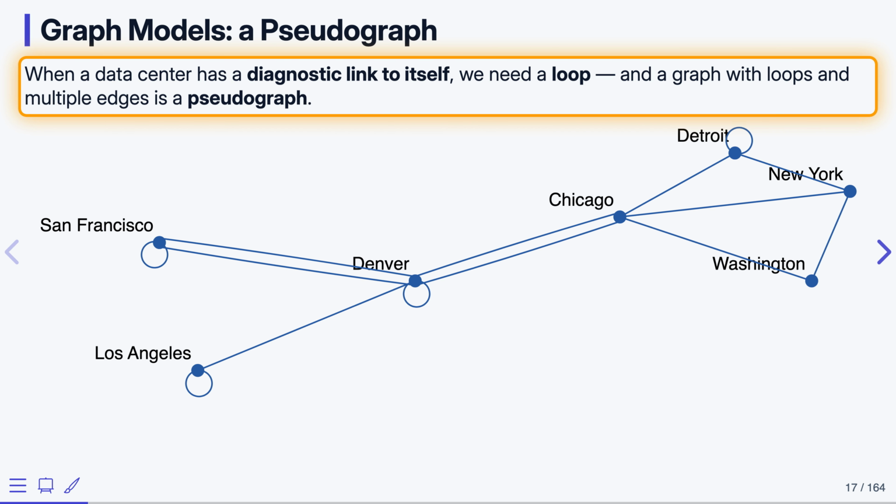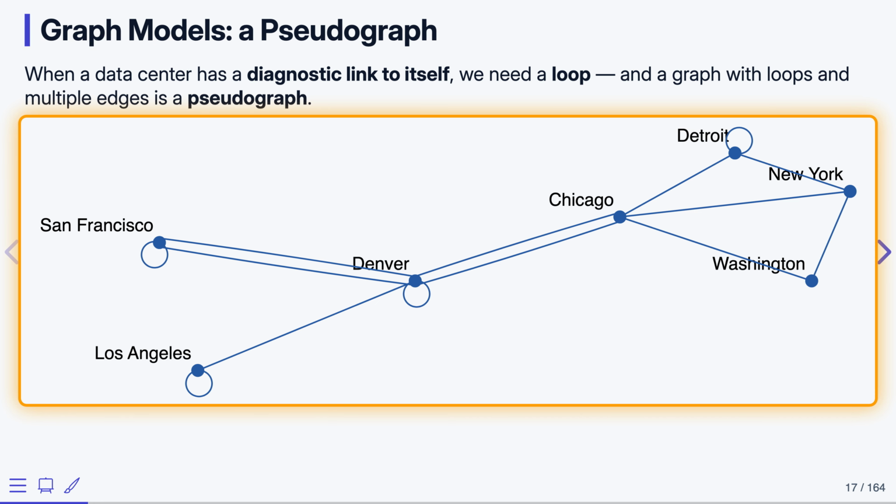Now we change the question again. Does a data center have a diagnostic link to itself, one it uses to test its own equipment? If it does, we need a line from a dot back to the same dot. That is a loop. Look at San Francisco, Los Angeles, Denver, and Detroit. Each has a small loop. A graph that allows both loops and multiple edges is a pseudograph.